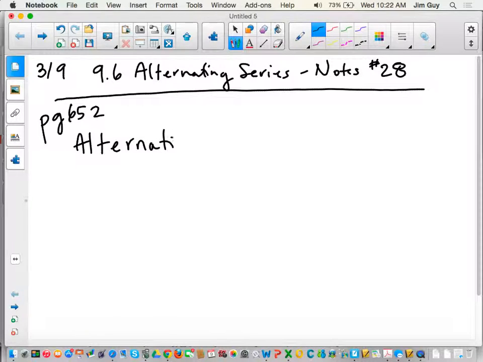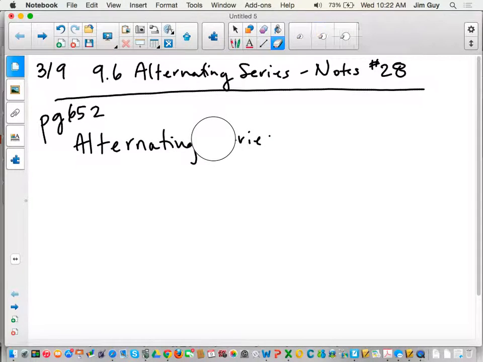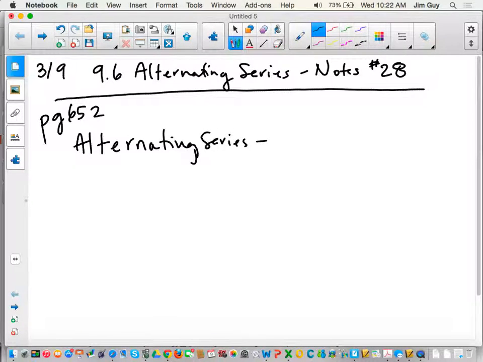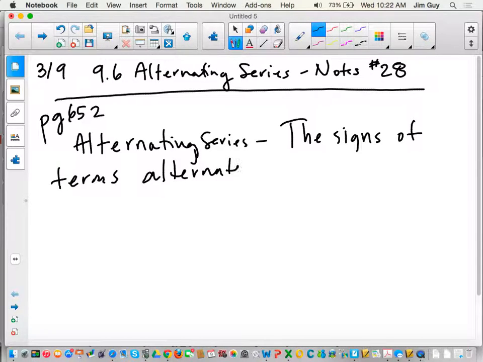Alternating series, need to put a dash in between there. Basically this is where the signs of the terms alternate from positive to negative, back and forth. You can start with negative, then positive, then negative, it doesn't matter.